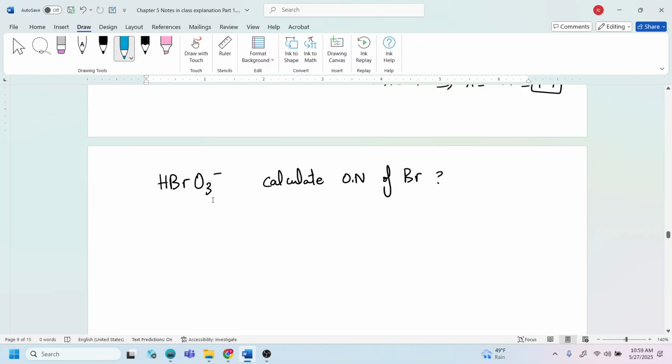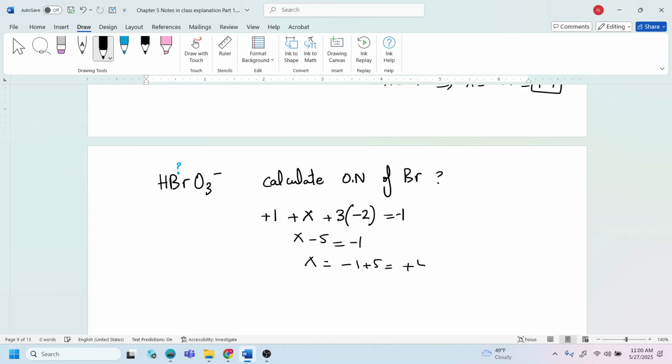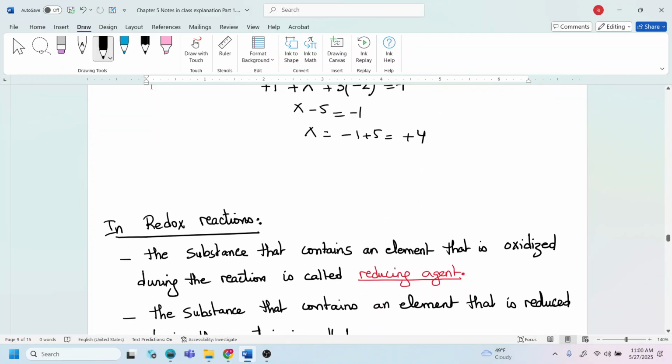HBrO3 negative, and I want to find the oxidation number of the bromine. So that is going to be plus 1 for the hydrogen. I don't know the oxidation number of the bromine, and I know that each of the oxygens is negative 2, and the overall charge is negative 1. Solve for x in there, so x minus 5 is equal to minus 1, and x is equal to minus 1 plus 5, and that is equal to plus 4. So this is how you calculate the oxidation number.